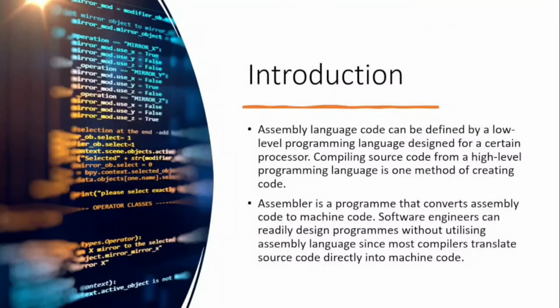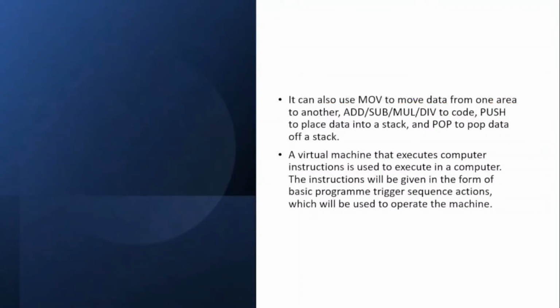Software engineers can readily design programs without utilizing assembly language, since most compilers translate source code directly into machine code. Besides that, it can use MOV to move data from one area to another, add, sub, mul, or div to calculate, push to paste data into a stack, and pop to pop data off a stack.